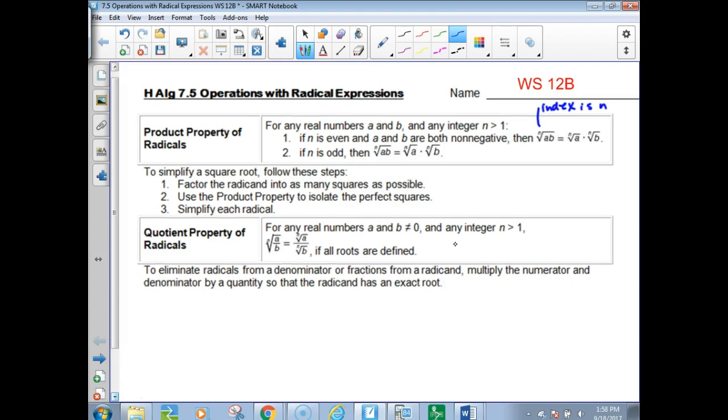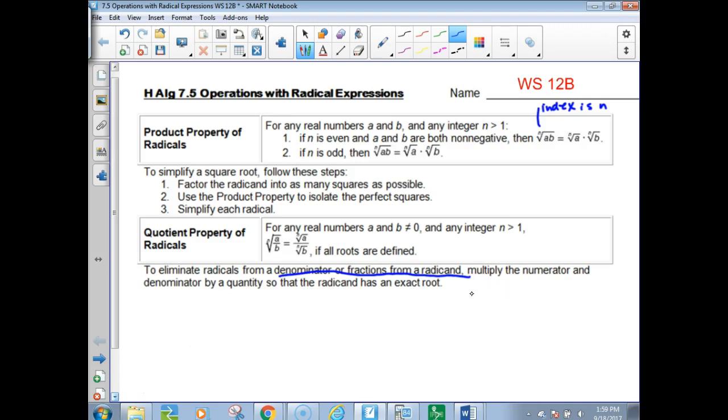Okay, now that you have one of those charts, let's go down to the quotient property, which I brought up before. If you have a fraction, which is a quotient, division of two numbers, you can split it up into a radical over a radical, or you can go vice versa, from here back to there. To eliminate radicals from a denominator or fractions from a radicand, multiply the numerator and denominator by a quantity so that the radicand is an exact root.